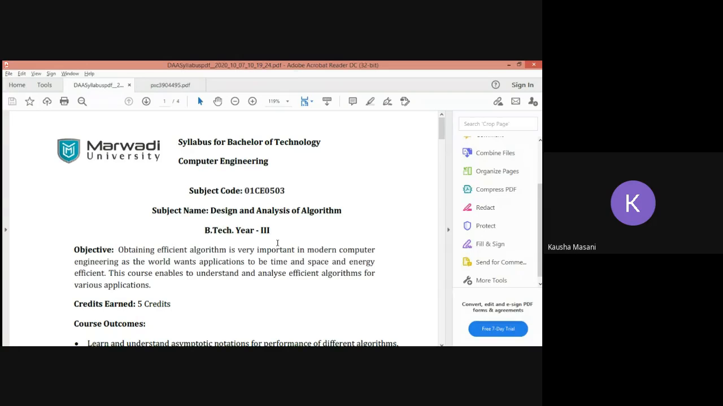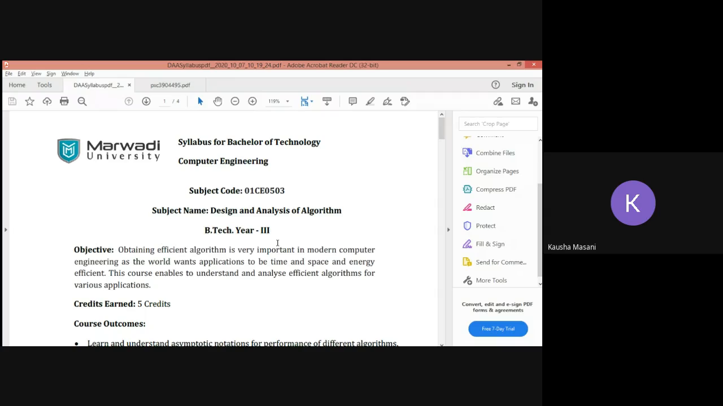For your fifth semester, the subject name is Design and Analysis of Algorithm, in short, DAA. The subject code is 01CE0503. 05 is your semester, 03 is the actual subject number. It is a 5-credit subject.